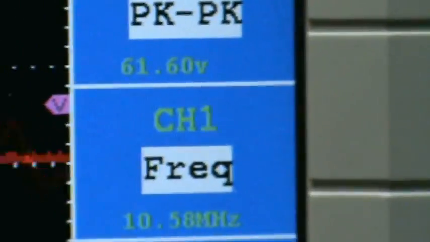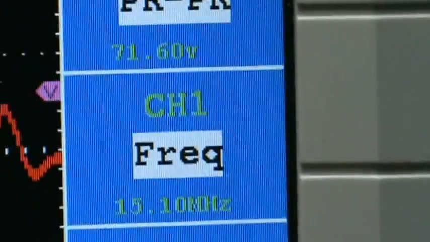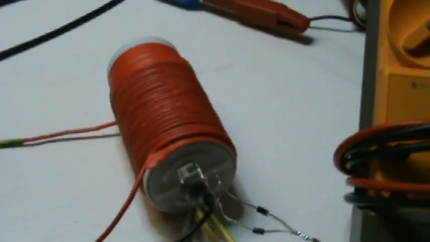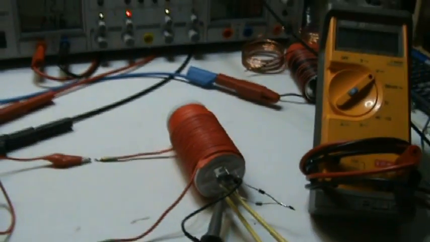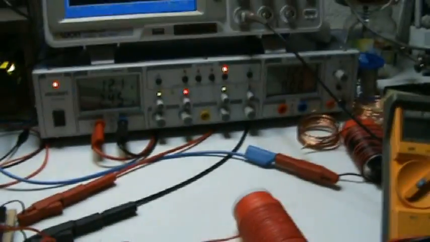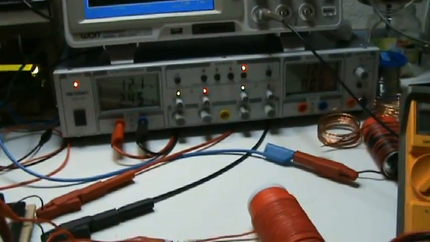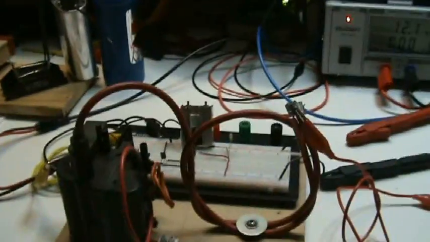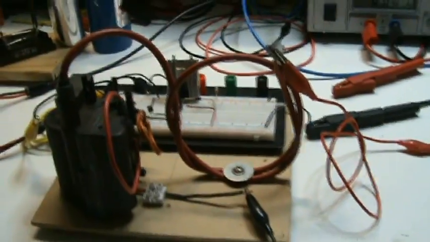And the peak to peak is 60 volts or something, and the frequency is about 10 megahertz, which is determined by the number of windings of the coil. So that's just what I wanted to let you know, that there is no difference between using an AC source pulse or a DC source pulse.